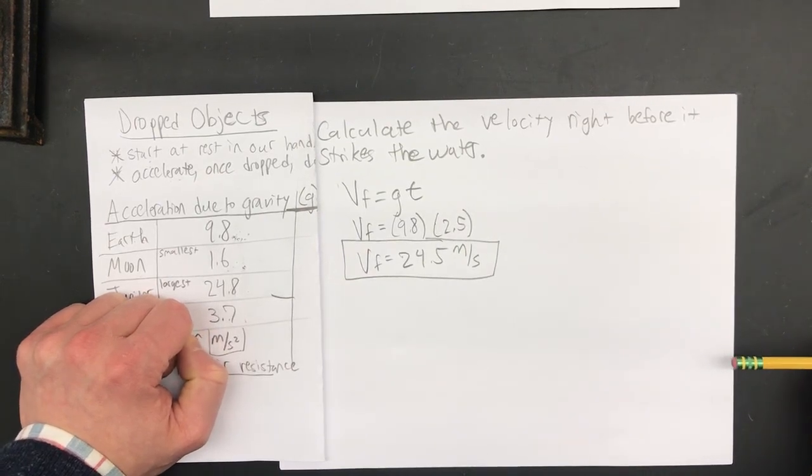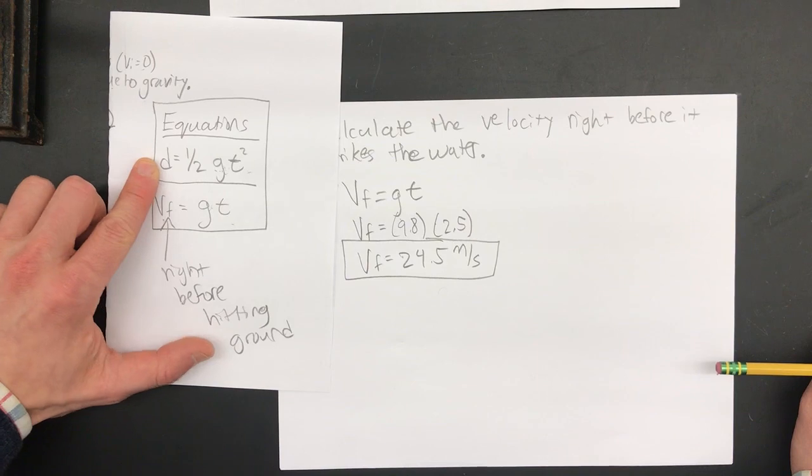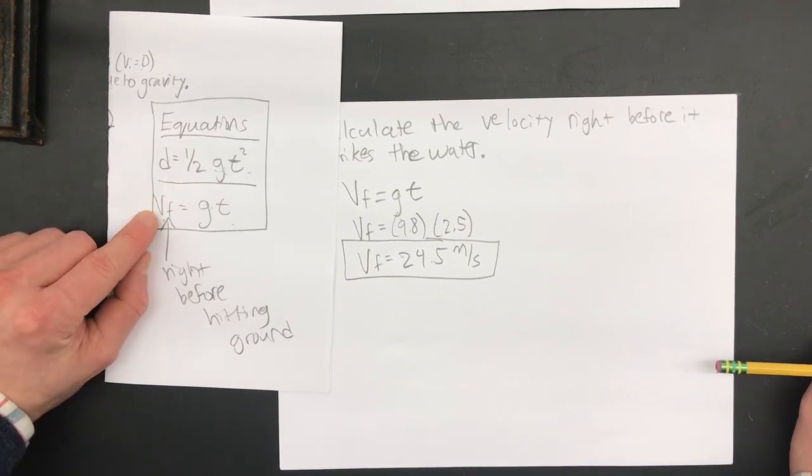Okay, guys, so there's your examples of how to calculate the height of something when you drop it, and how to calculate the velocity right before it hits the ground, okay?